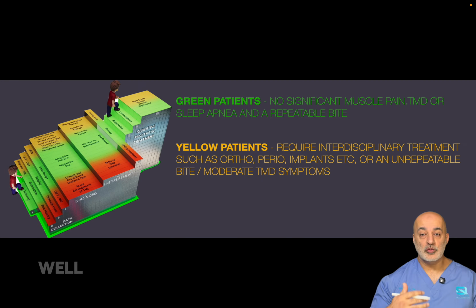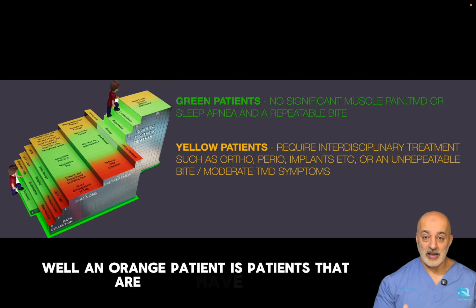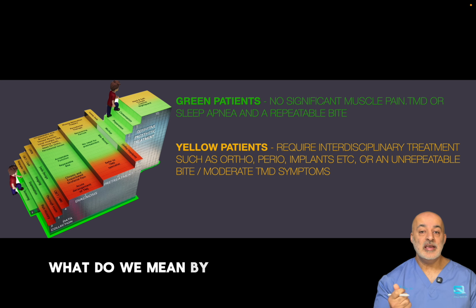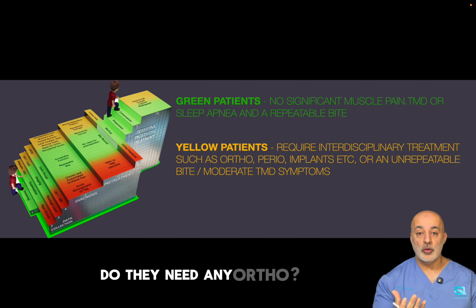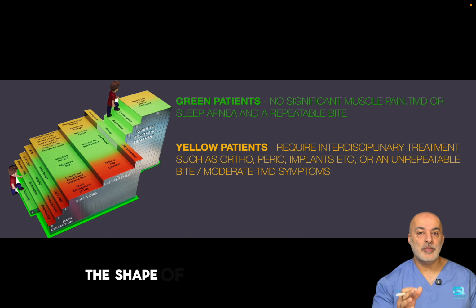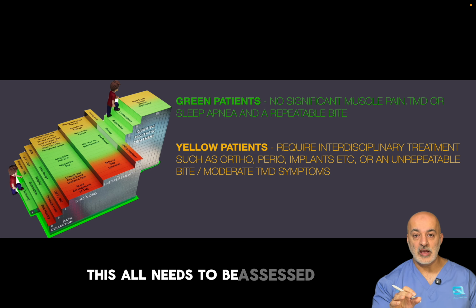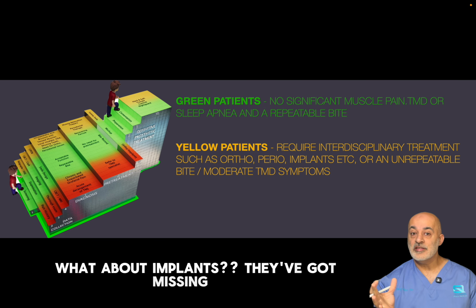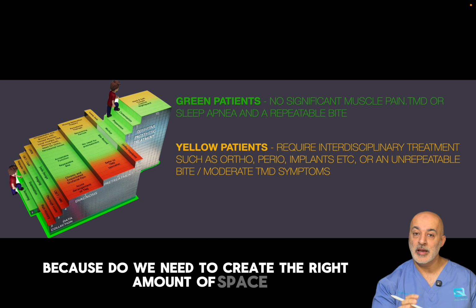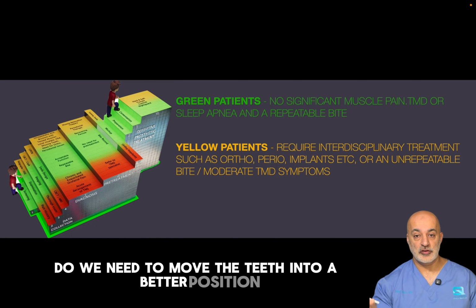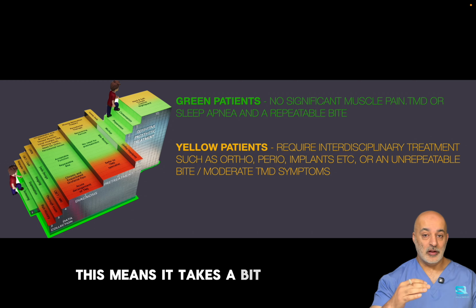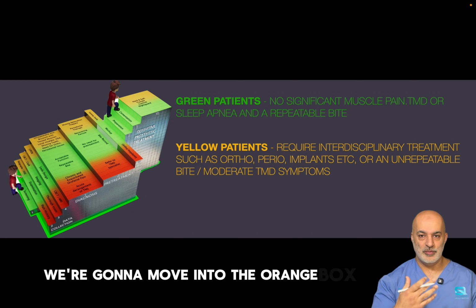What if it's an orange patient? Well, an orange patient is patients that are going to have some interdisciplinary treatment required. What do we mean by interdisciplinary treatment? Do they need any ortho? Do they need any soft tissue work to improve the zenith, the shape of the soft tissue? This all needs to be assessed. What about implants? They've got missing teeth. That will also normally align with ortho, because do we need to create the right amount of space? Do we need to move the teeth into a better position? So when there's interdisciplinary treatment required, this means it takes a bit longer. We're going to move into the orange box.